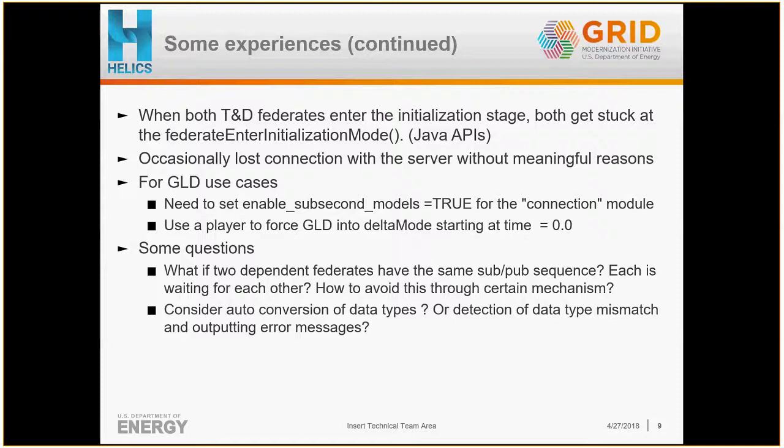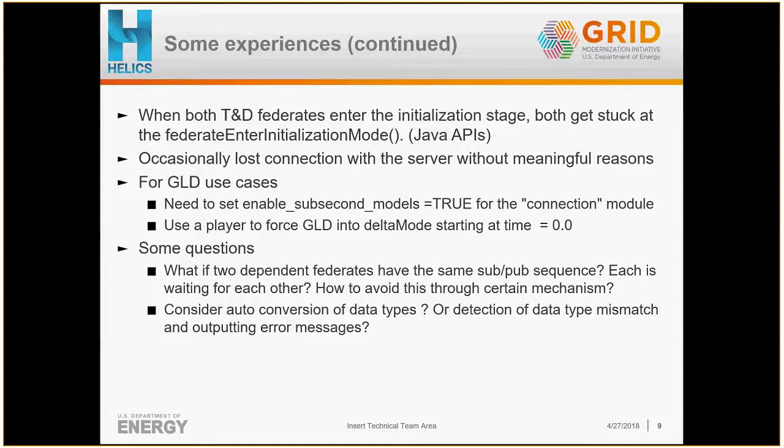Occasionally we also observe some loss of connection with the server, without any meaningful reason. It just loses the connection. I'm not sure whether it's our internet issue or something else, but we are testing with only one server, so we are not communicating between different PCs or cores.